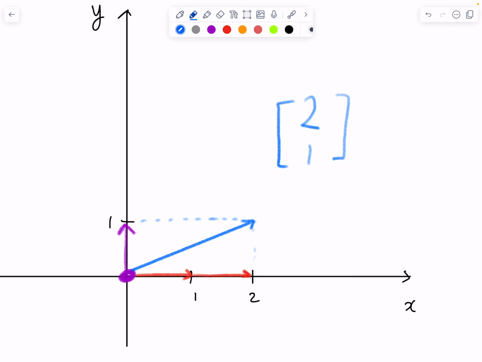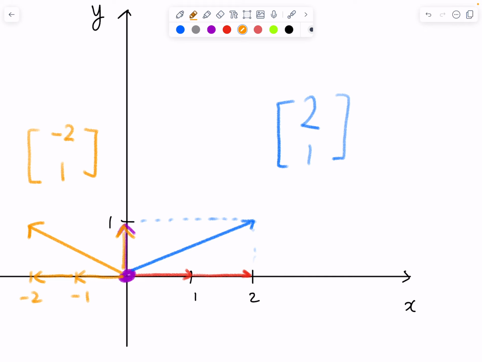Likewise, for a vector that moves along the x direction by -2, 1, 2, and along the y direction +1, then the vector would be like this. Then you write the vector algebraically -2, 1.